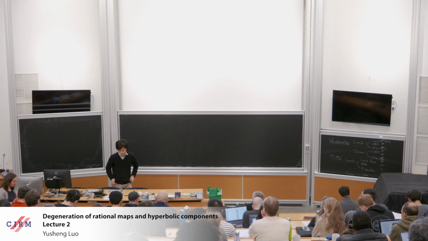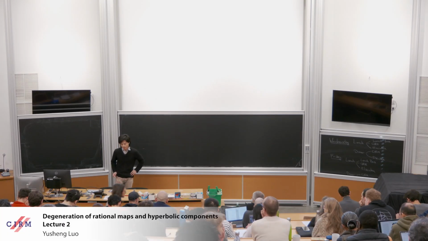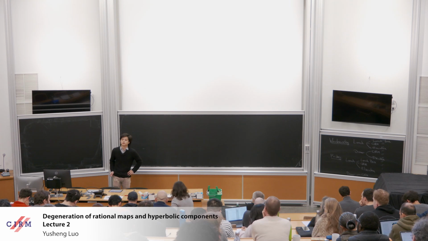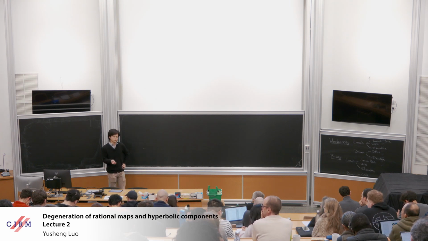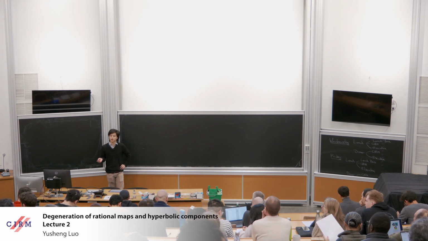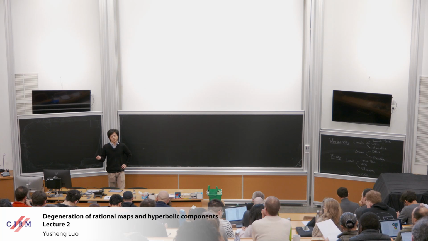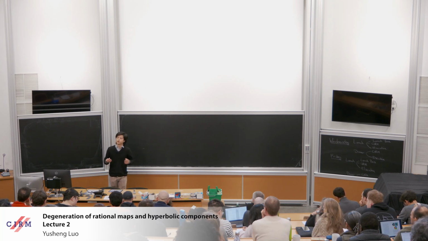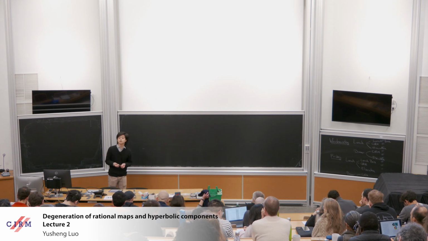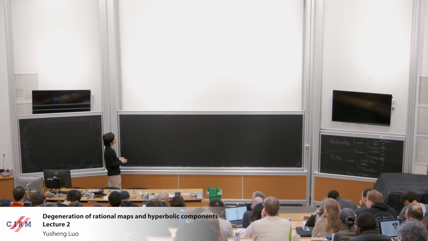All right, just to recap what we are trying to do. We are trying to use these degenerations of rational maps to study types of questions about these hyperbolic components, for example, the boundedness of hyperbolic components and the boundary of these hyperbolic components.